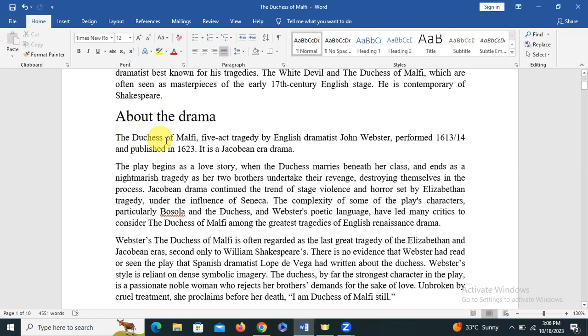About the drama. The Duchess of Malfi is a five-act tragedy by English dramatist John Webster, performed in 1613-1614 and published in 1623. It was written in 1613 and 14, but it wasn't published at the time. It was published 10 years later in 1623, and it is a Jacobean era drama. Now, what is the Jacobean era? This is an era in English literature, which we are going to discuss in today's lecture.